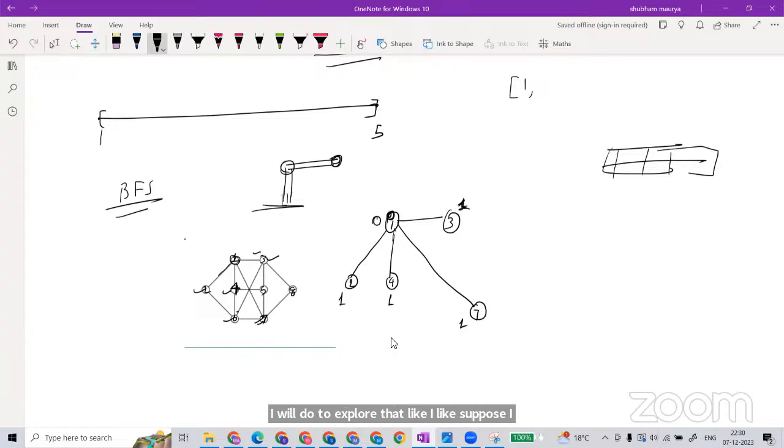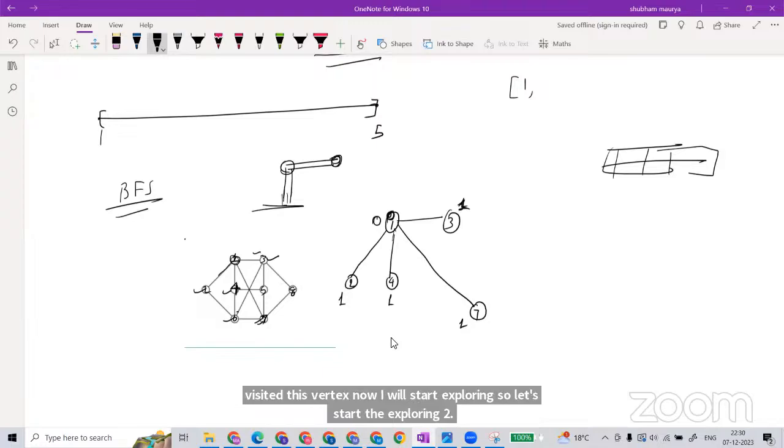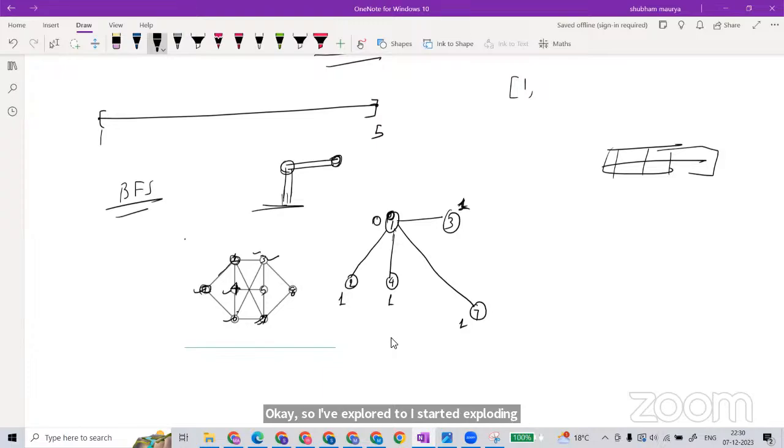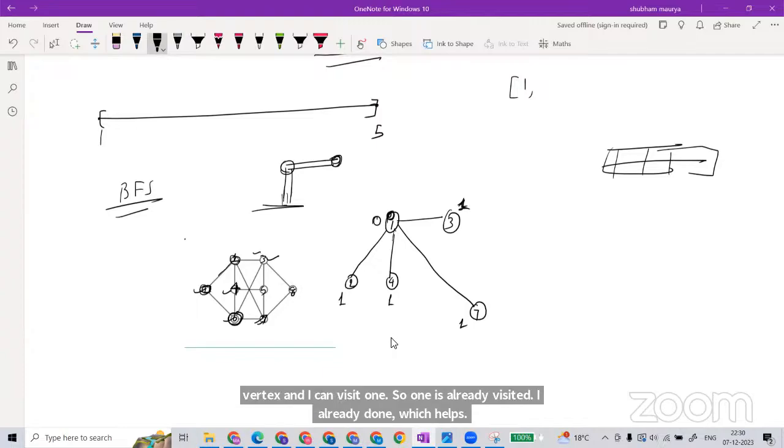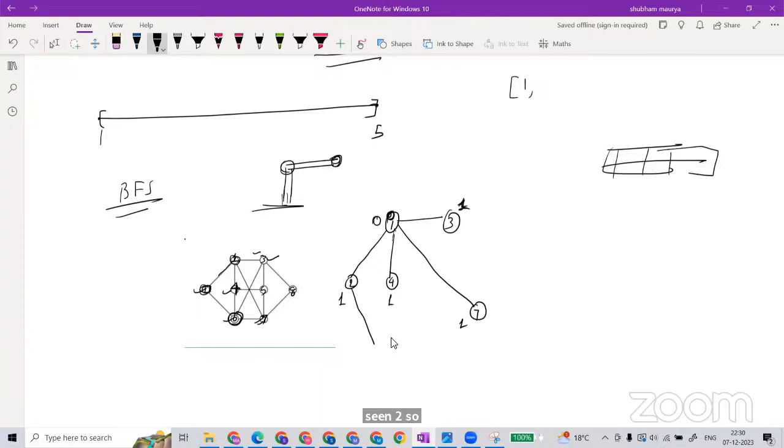So let's start exploring 2. I started exploring 2, so I just reached vertex 2. Now after reaching 2, I start visiting from 2. I can visit 6, this vertex, and I can visit 1. But 1 is already visited, from 1 we have seen 2, so it is already done. So I can visit vertex 6. What is going to be the level of this one? This has 1, and 1 level is added, so that means this has level 2.